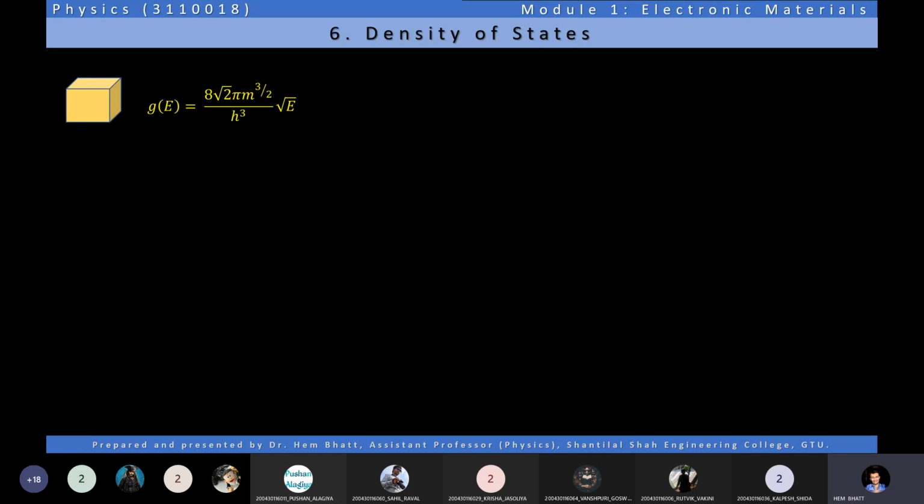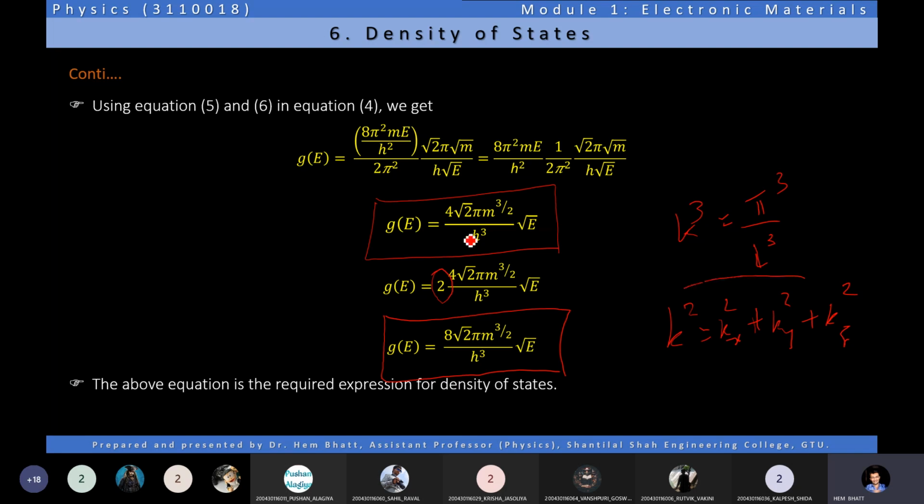But suppose it is 2 dimensions, then the equation changes. Then this will not be the result for 2 dimension. This is for 3D only. If it is 2D, the equation for G of E will be different.